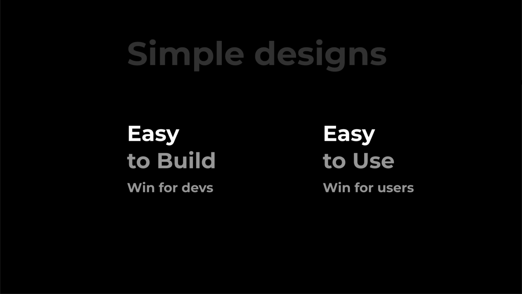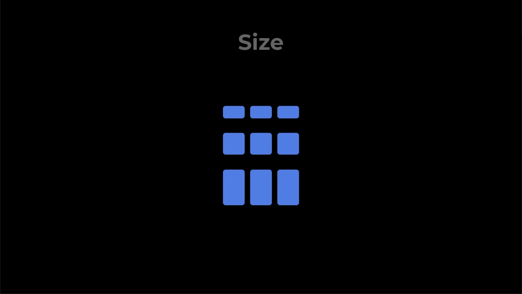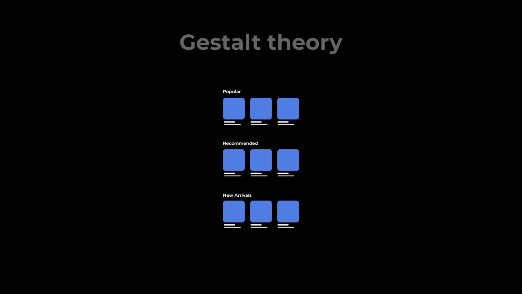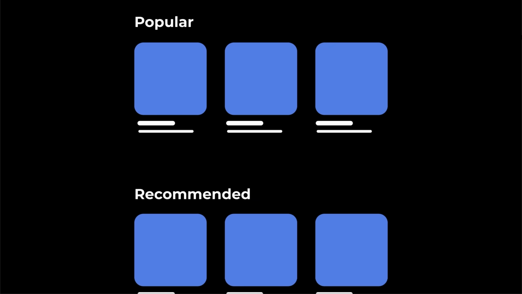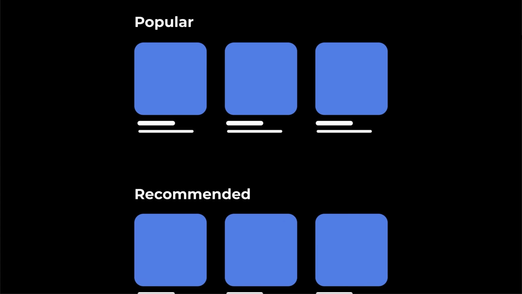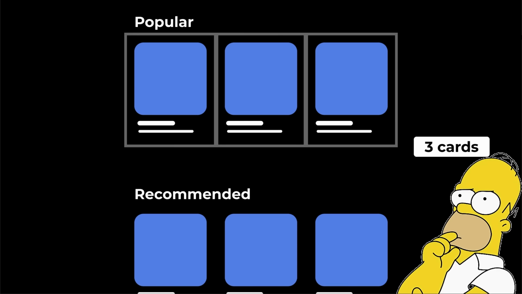It's a win-win situation. Rule number two, use the law of similarity and proximity to simplify the design. You can use shape, size, color, and spacing to group elements. Gestalt theory emphasizes that the whole of something is greater than its parts, focusing on how our minds perceive patterns and wholes rather than just individual elements. Our brain first processes the information as a whole, and as we spend more time looking at something, we start to notice the small details as well.